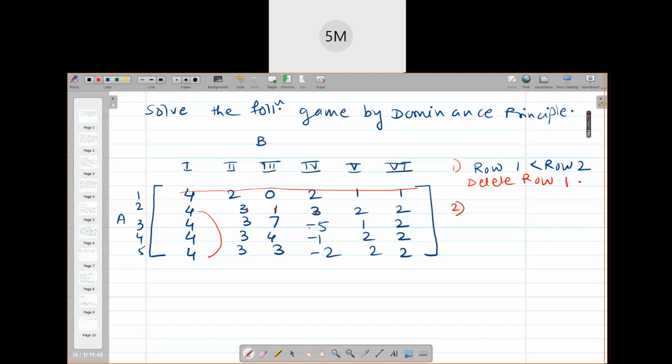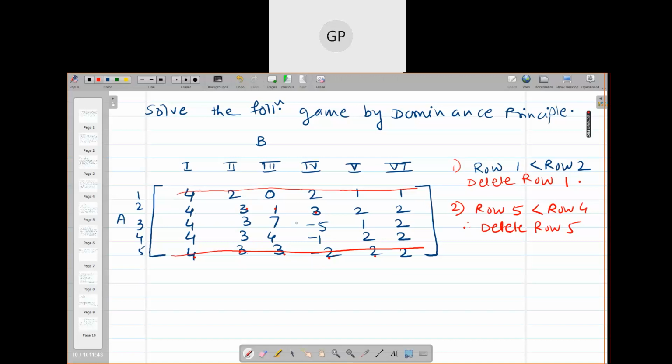Ma'am, A4 is greater than A5. Yes. 4 is equal to 4, 3 is equal to 3, 4 is greater than 3, minus 1 is greater than minus 2, 2 is equal to 2, 2 is equal to 2. Yes, equal is allowed. And so row 5 is less than row 4. Therefore, delete row 5. Delete the smaller row. So this will reduce the matrix size.